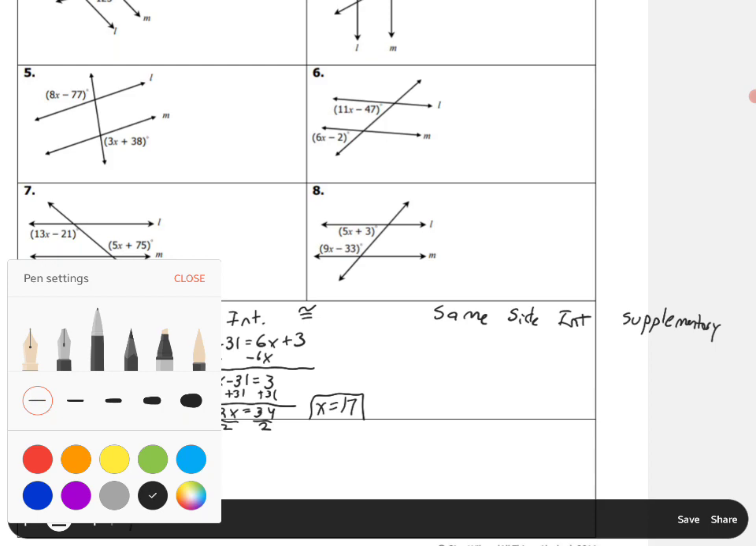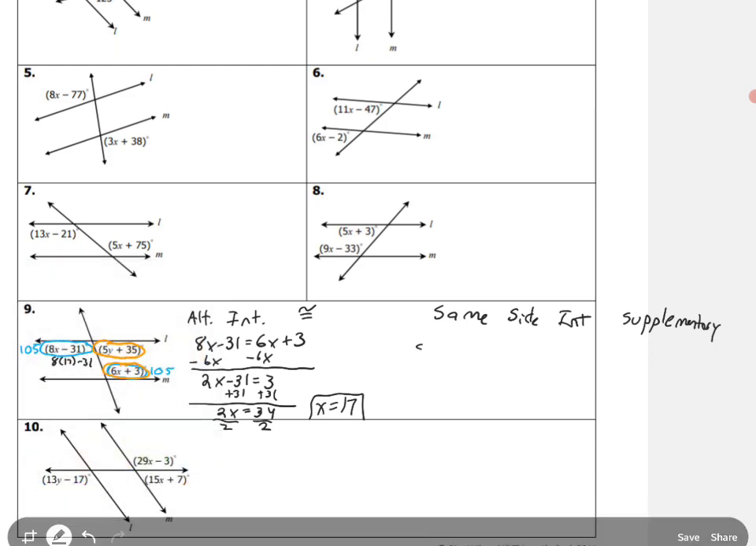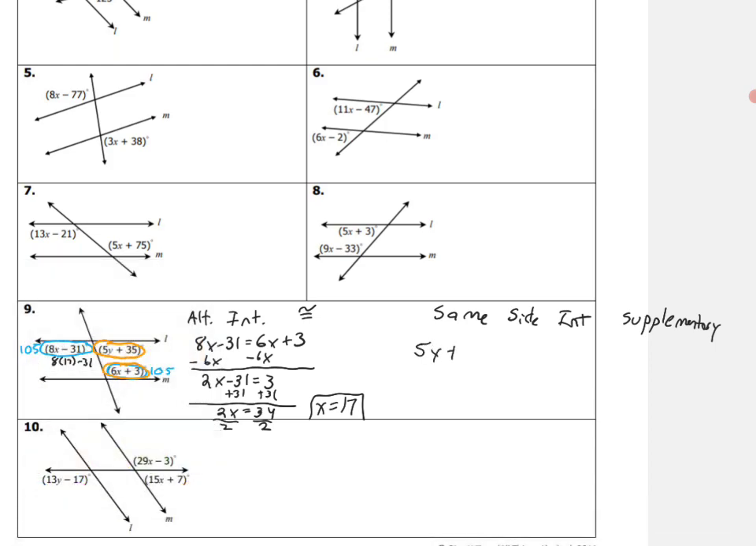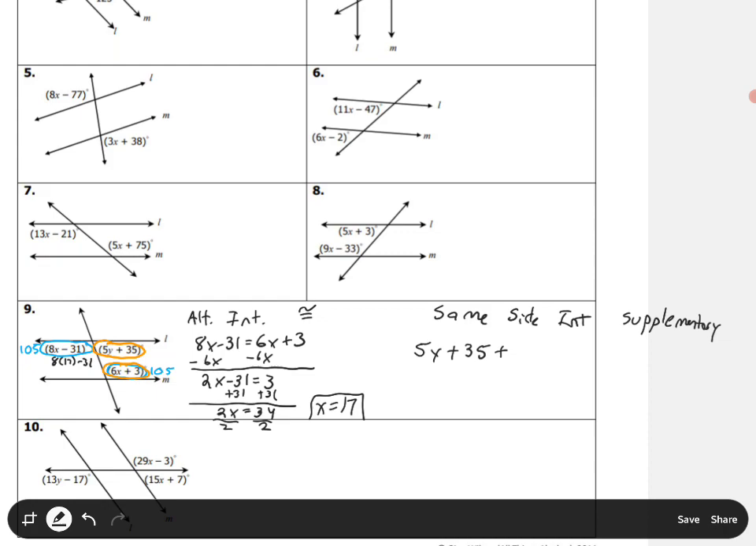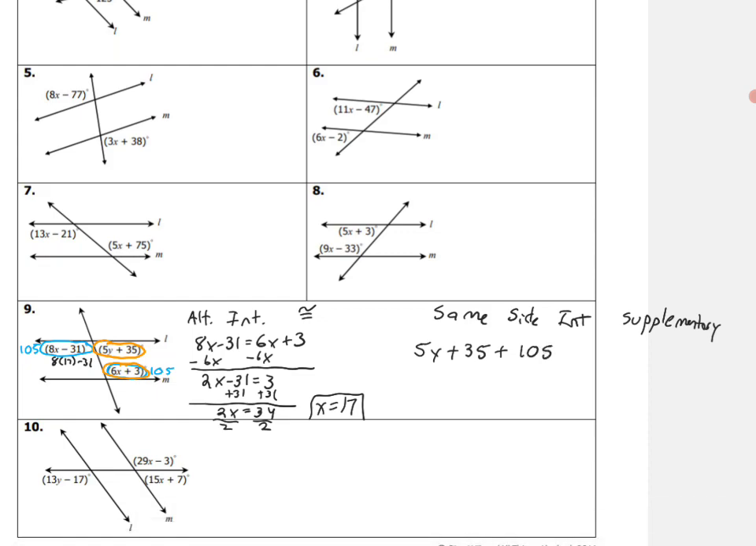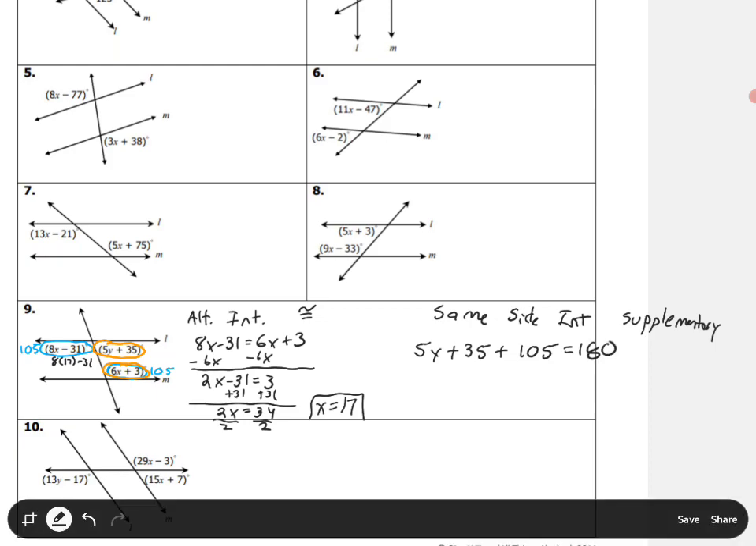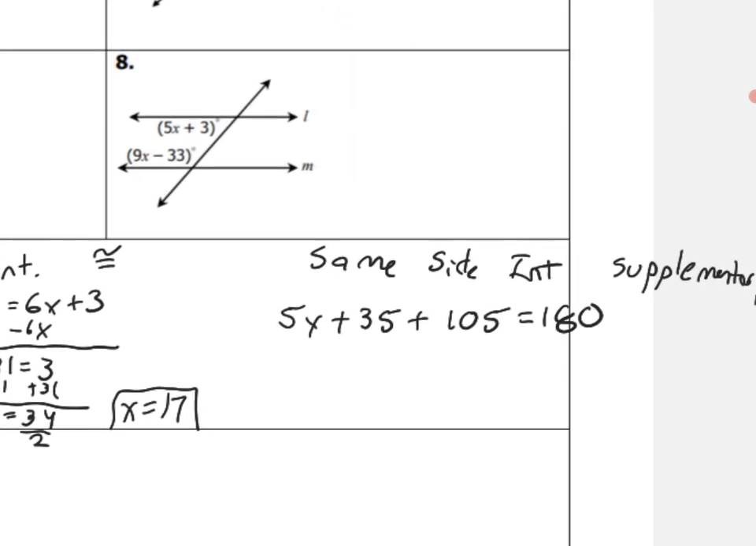So I'll take the first one with my y. I'll say, okay, 5y plus 35. Now I want to add that second angle. I know it says 6x plus 3, but I know it really is 105 because I plugged it in. So I'm just going to put 105 there, equals 180. So now I have one equation, one variable. I could definitely solve this.